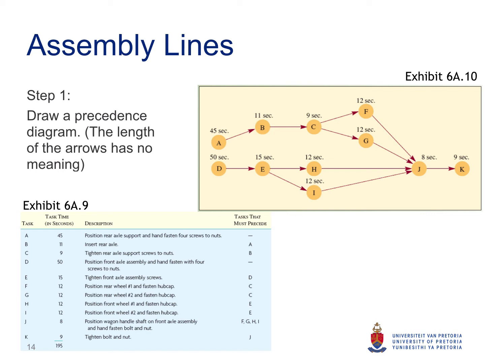The first of our 7 steps is to draw the precedence diagram from the information in the last column of Exhibit 6A9. The result is shown in Exhibit 6A10.